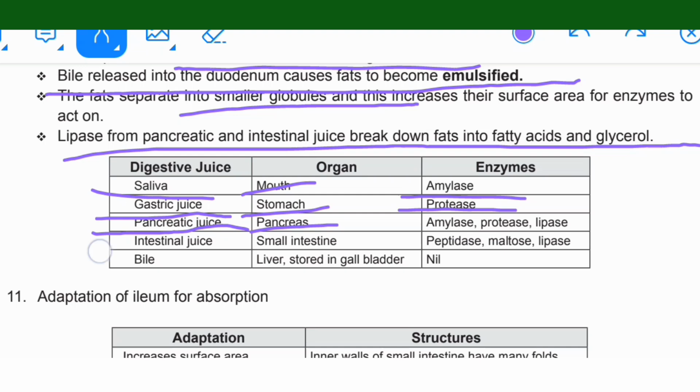Then you also have the intestinal juice. Intestinal juice is released by the small intestine and it contains peptidase, maltase, and lipase, so that none of the classes of food will escape. The next one is bile. Bile is produced by the liver, but it is stored in the gallbladder and does not contain any enzyme. It just helps to emulsify fat. So you might be asked that in the OBG, take note of that.